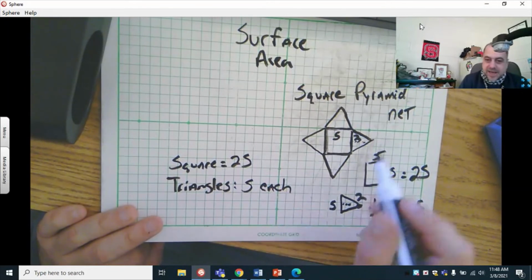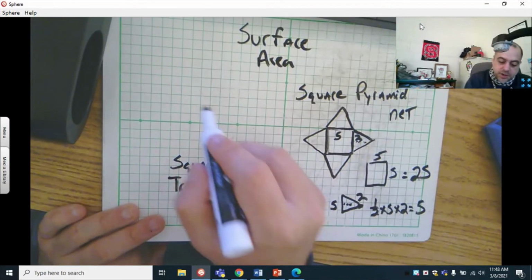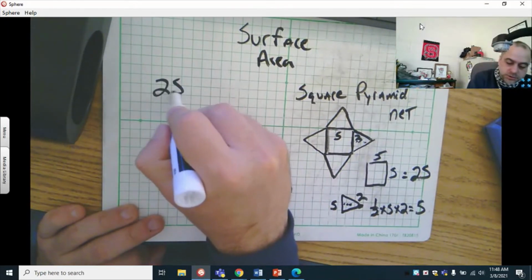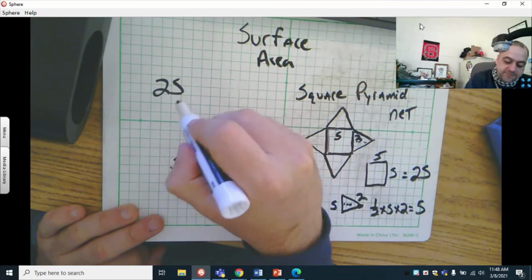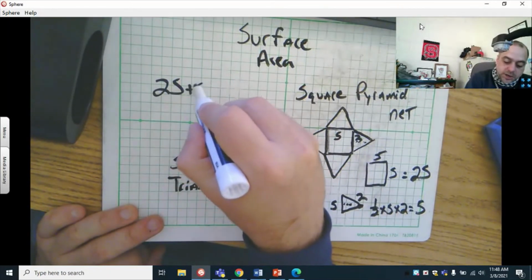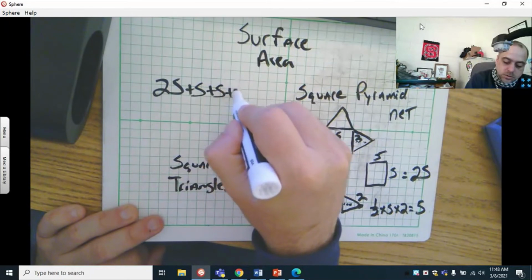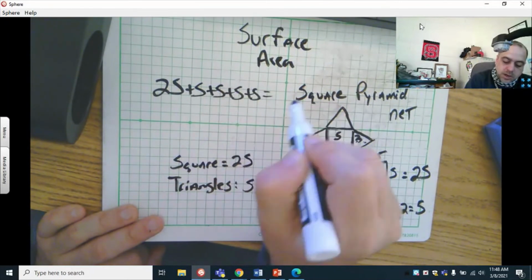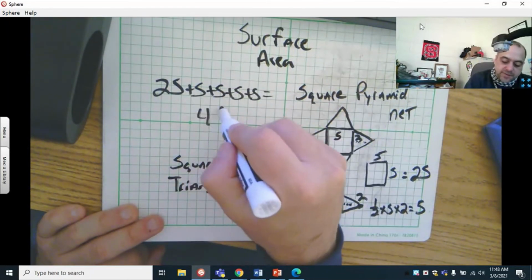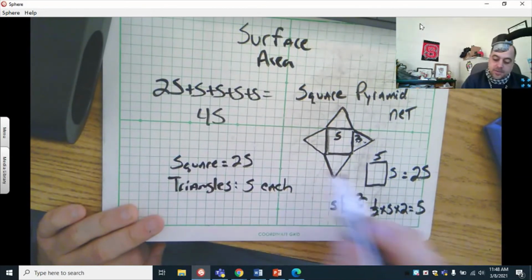So let's add them all up now. We have 1 square, and then we have 4 triangles. When you add them all up, you get 45. Okay?